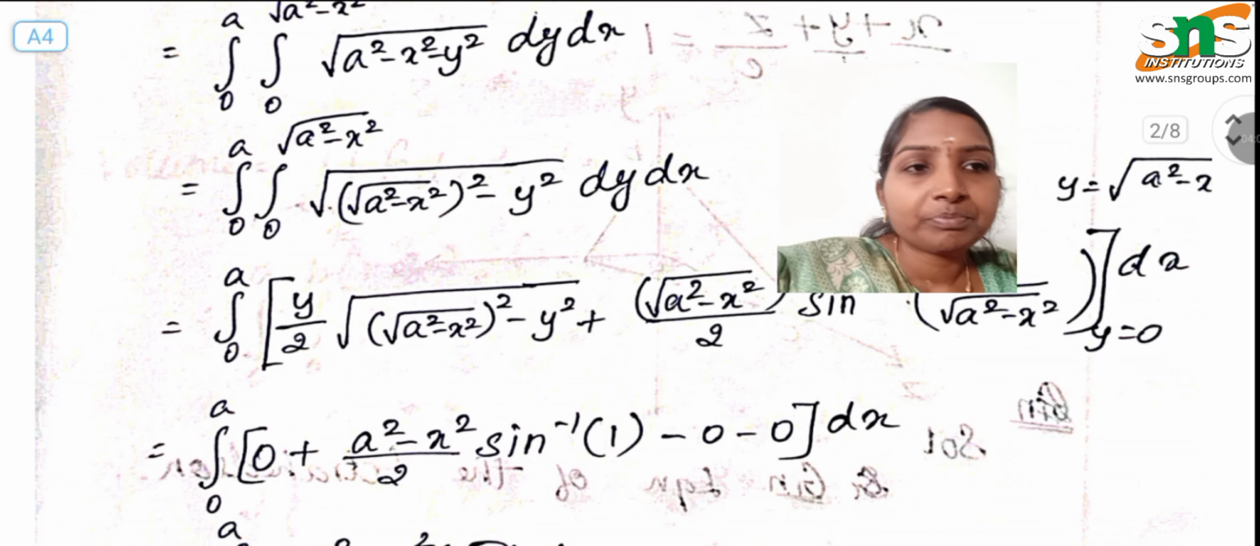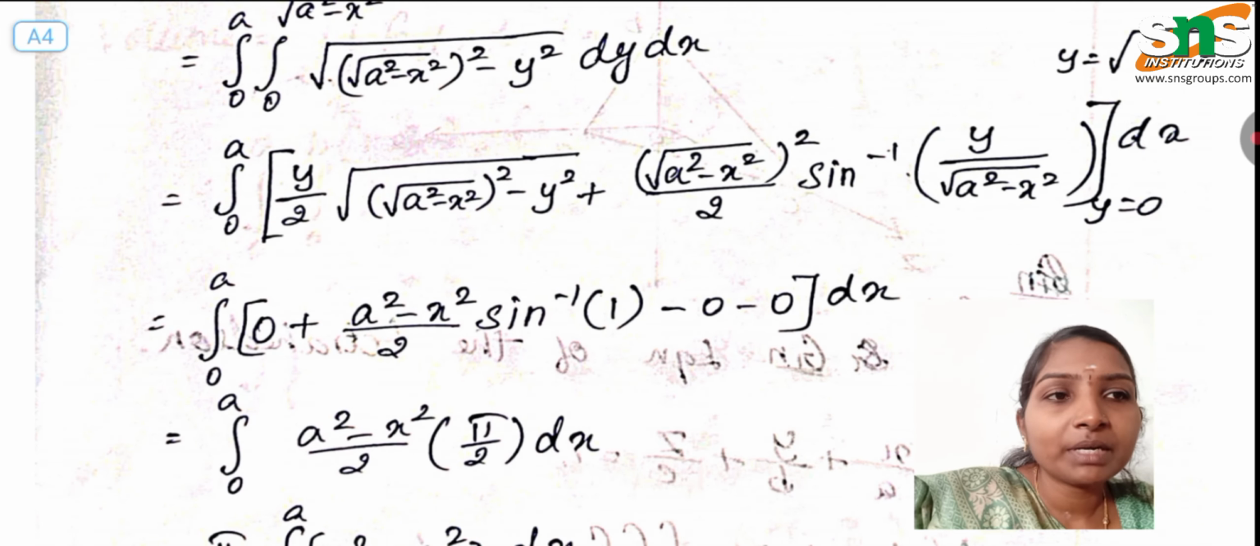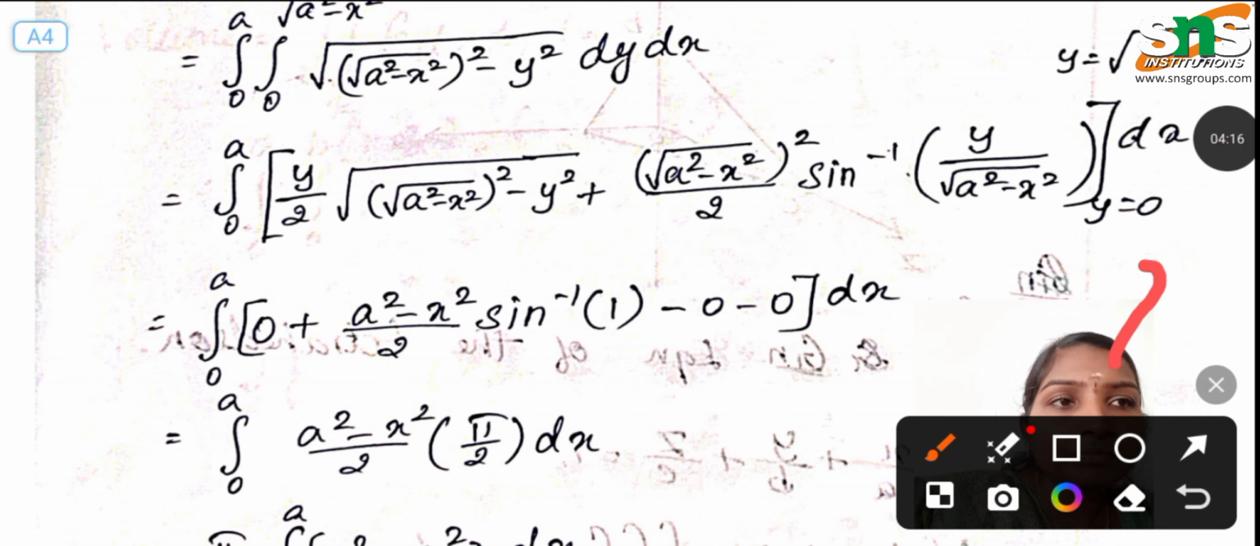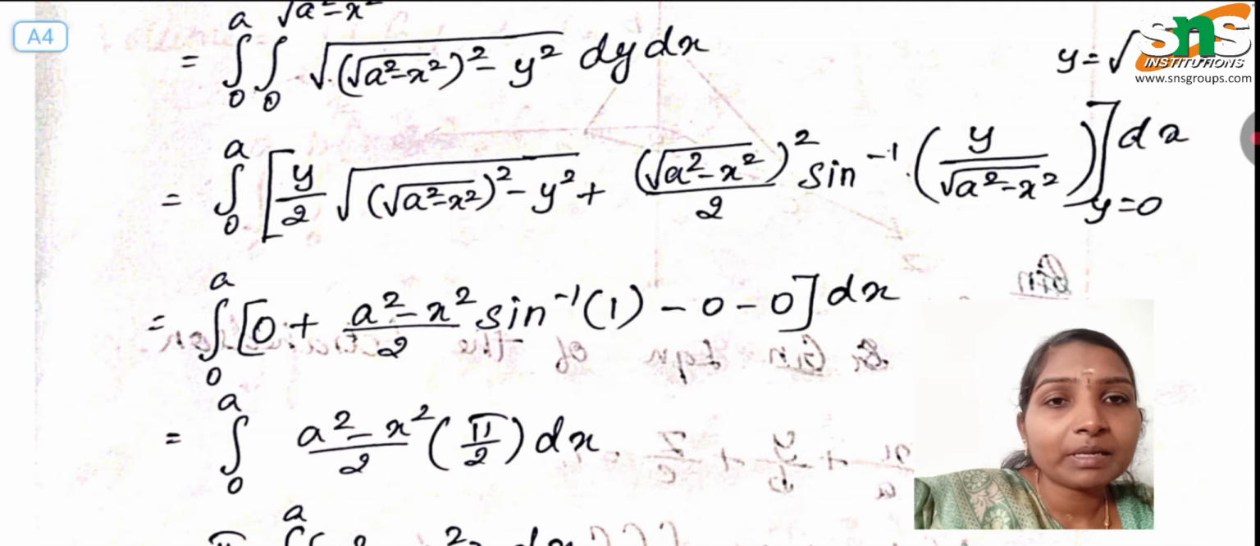Now later, what have we got here? We have just implemented the upper limit and lower limit here. What is your upper limit? It is root of a square minus x square. On substituting it, you will have 0 as the first term, and here if you substitute this sine inverse, you will have sine inverse of 1, and sine inverse of 0 will be 0. So this is how we integrate and substitute the upper limit and lower limit.